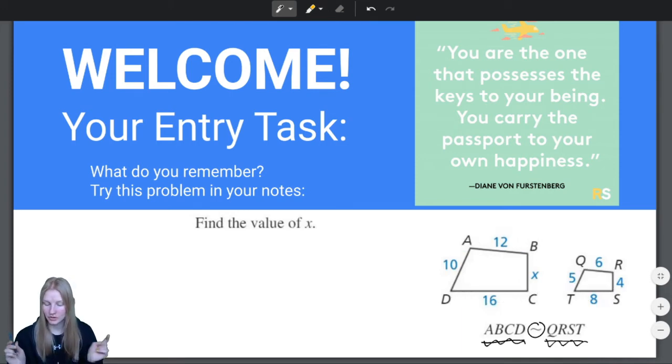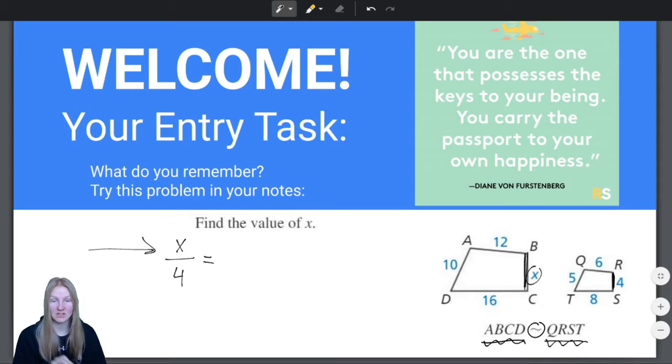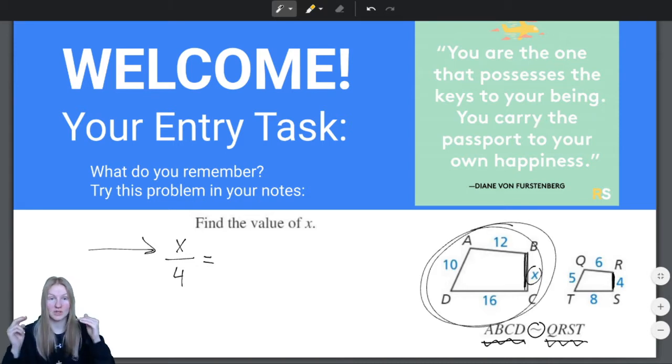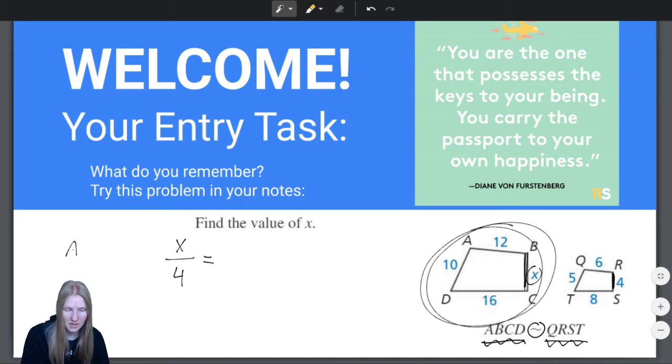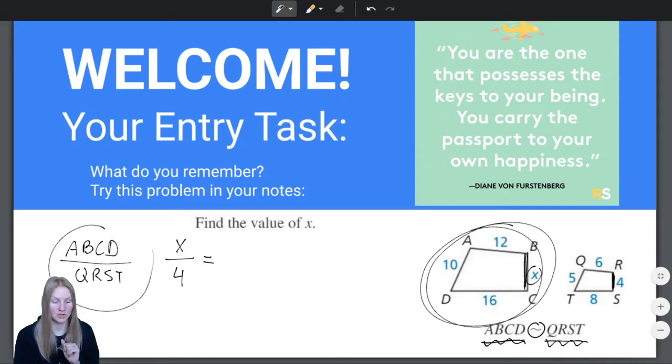Okay, wonderful. So what I need to do is set up a proportion. I know that side BC, which is x, that's what I'm looking for, corresponds with side RS, which is 4. So I can say x over 4 equals... now because x is on top, that's the first shape, so ABCD needs to stay on the top, and QRST needs to stay on the bottom. If it helps you to write that out, you definitely can. I do it all the time.